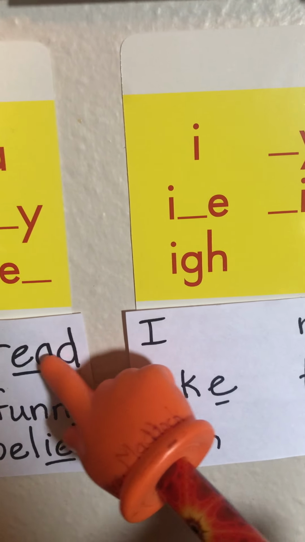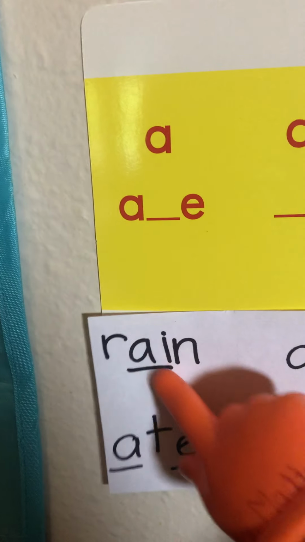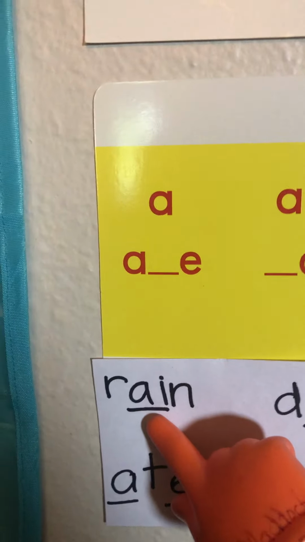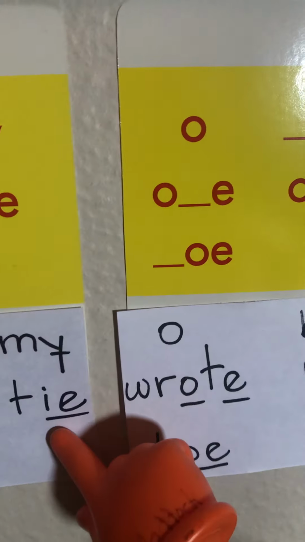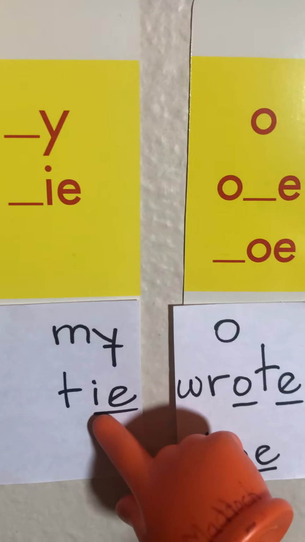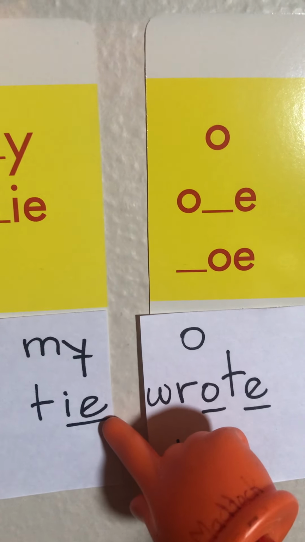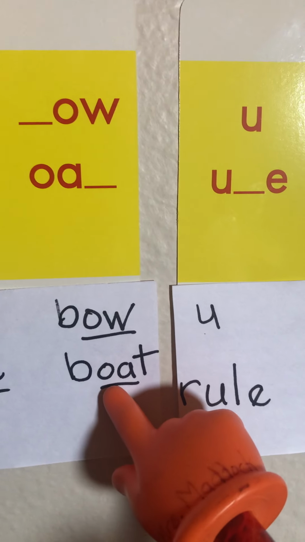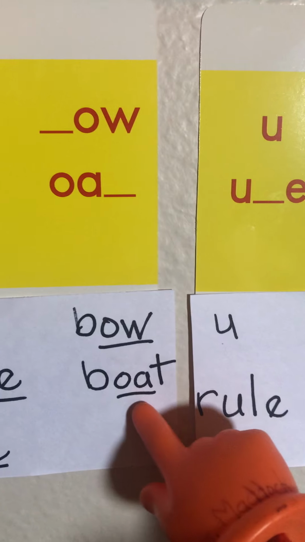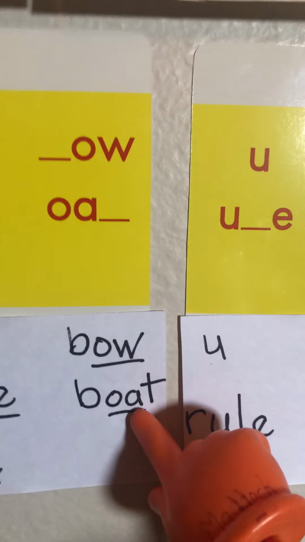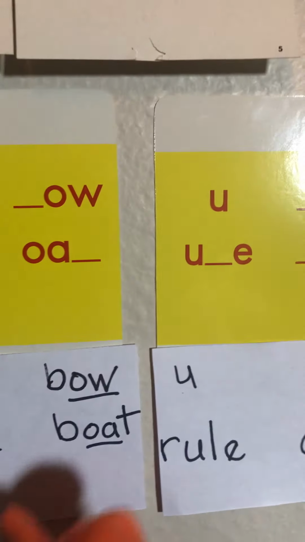So like in read or in rain, two vowels go walking, the first one does the talking. Or in tie, first vowel does the talking, the second one goes walking. And boat, the first one does the talking, O, and the second one just goes walking. That just kind of helps you remember them when you see two vowels together in a word.